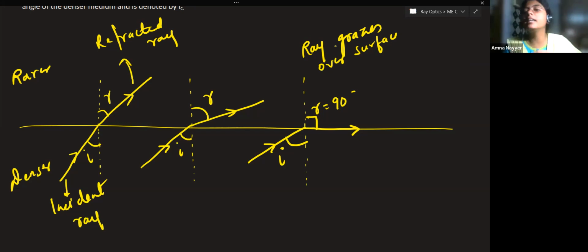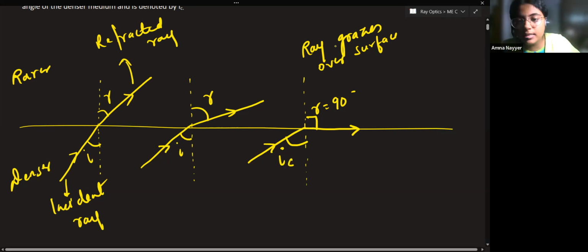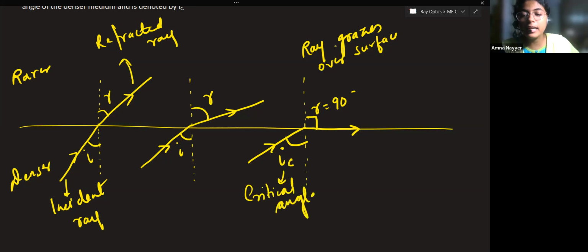And when the ray grazes over the surface, or you can say at this angle when the angle of refraction becomes 90 degrees, that angle of incidence is known as the critical angle. Critical angle is the angle for which the refracted ray grazes over the surface, or the angle for which the angle of refraction is 90 degrees. This is critical angle. These are the three cases I have obtained.